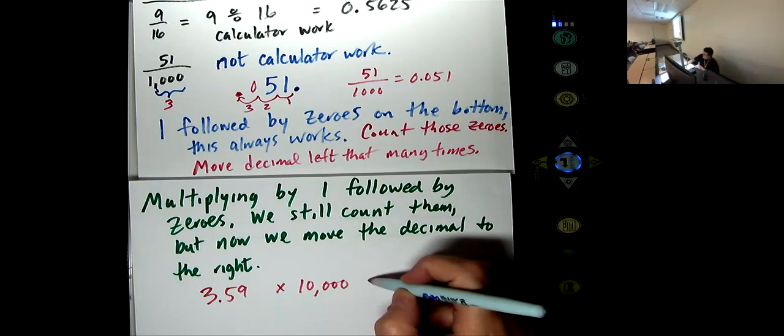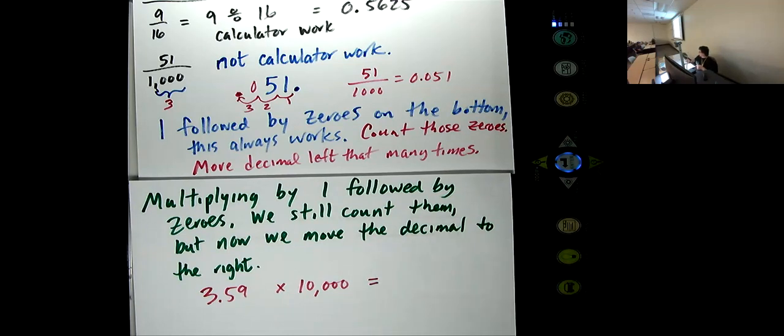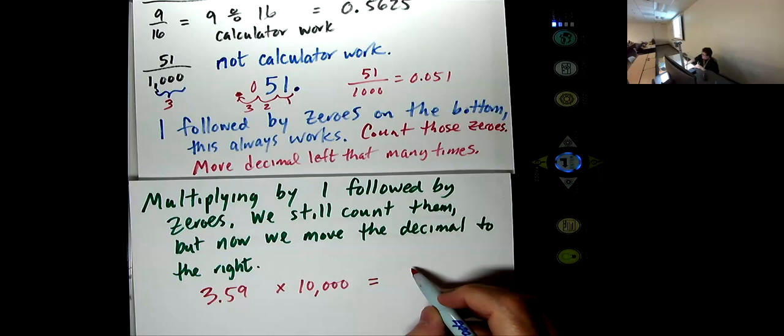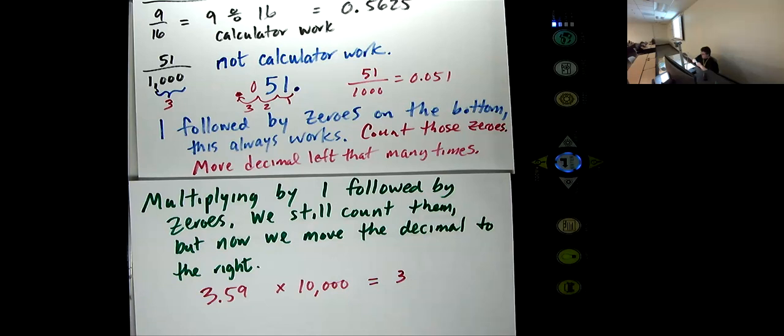And if you're unsure if you should go to the left or the right, picture that as money. You've got $3.59 and you're multiplying it by 10,000. What should happen to your money? It should go way up, right? So if you write them both down and if you went to the left, you would quickly see that that's not going to work.